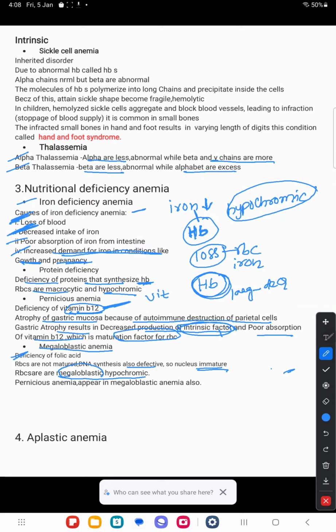See, pernicious anemia appears in megaloblastic anemia also, because the absorption of vitamin B12 and folic acid are correlated. That is called the methyl folate trap. It will be discussed in the biochemistry vitamins chapter. At that time you can understand the correlation between pernicious anemia and megaloblastic anemia.